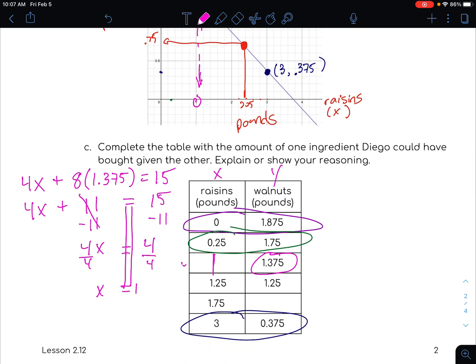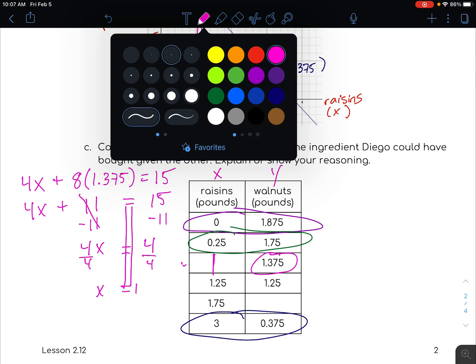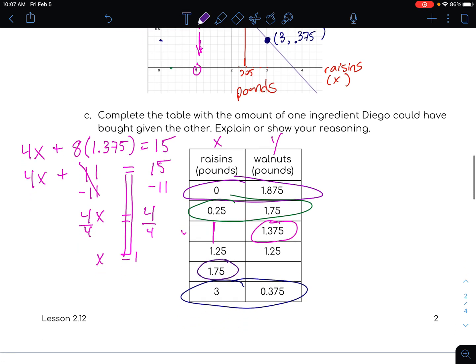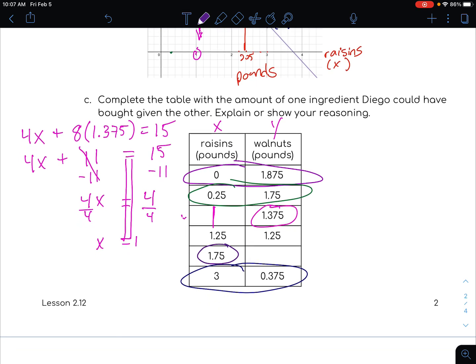Okay. Let's look at the other one. Let's look at this one right here. This time, I know the pounds of raisins, but I don't know the pounds of walnuts that go with that. So let's do that work on the other side. Remember our equation is 4x plus 8y equals 15. This time I know the pounds of raisins is 1.75, but I don't know the walnuts, so I'm going to leave that variable, y, for the walnuts, and let's go ahead and solve for the walnuts this time.